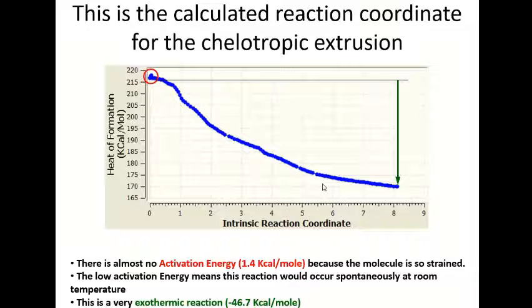This means that this reaction will occur spontaneously at room temperature. And as you can see in the green arrow, this is a very exothermic reaction. It means minus 46.7 kilocalories per mole. This reaction is favored with a heat ejection as the product is being formed.